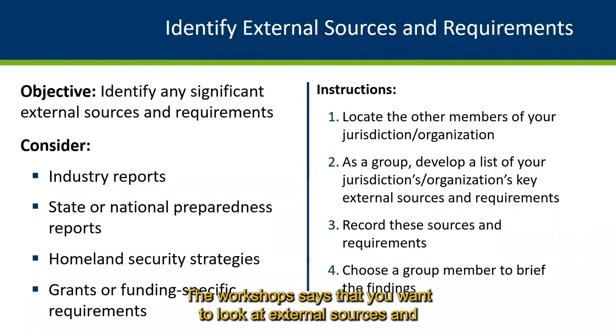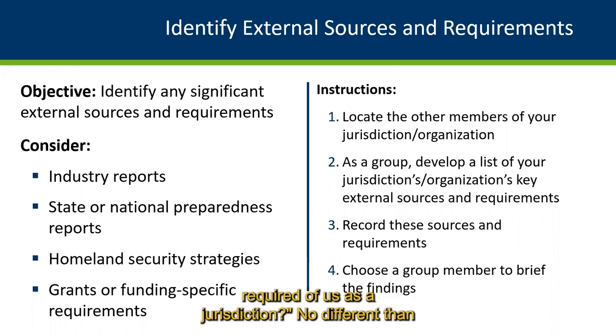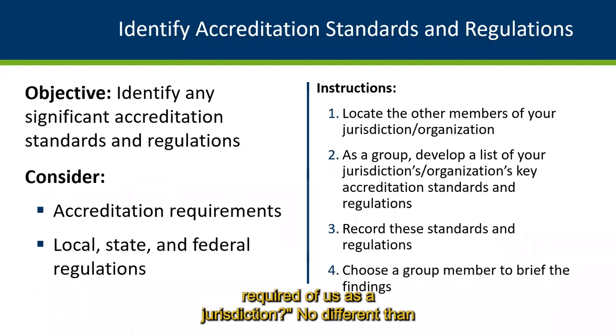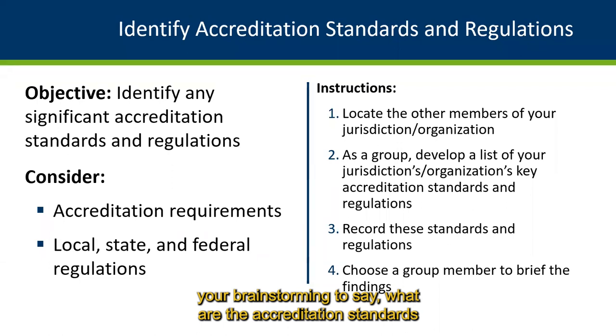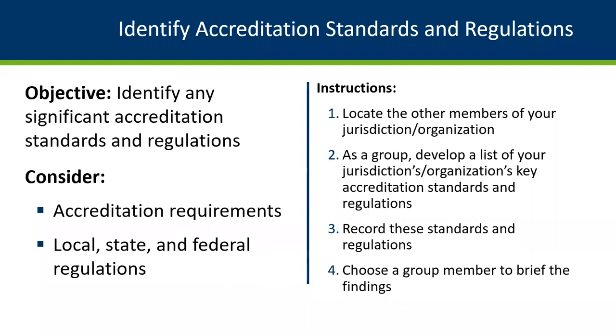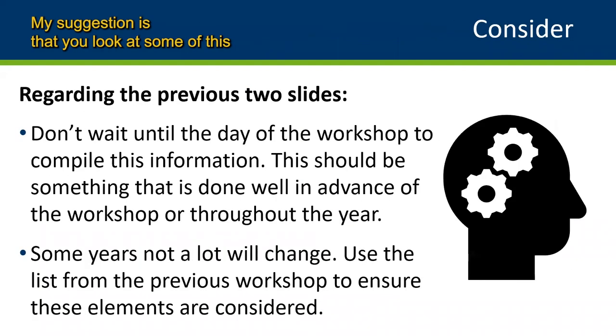The workshop says that you want to look at external sources and requirements, whether it's strategy or grant funding or industry reports. And you're doing the same thing. You're just brainstorming to say, hey, what are all the things that are required of us as a jurisdiction? No different than you're brainstorming to say, what are the accreditation standards and regulations that are being required of us as a jurisdiction? So my suggestion is that you look at some of this stuff ahead of time.